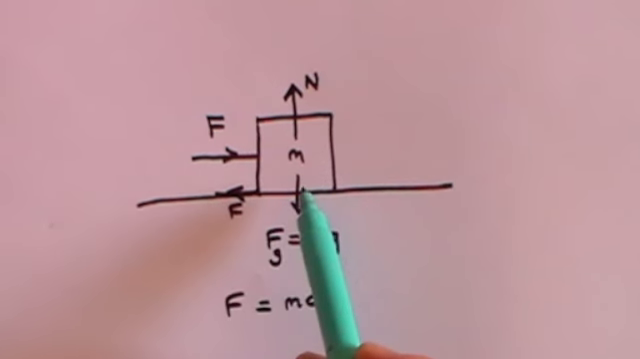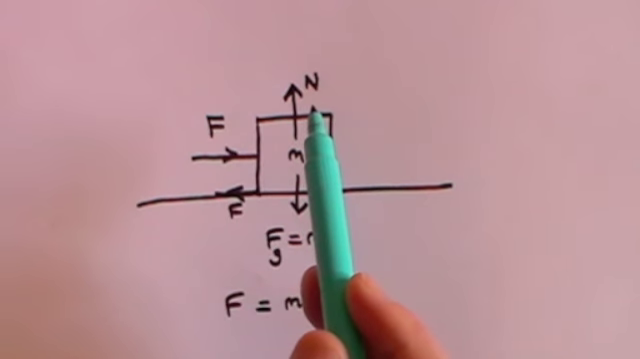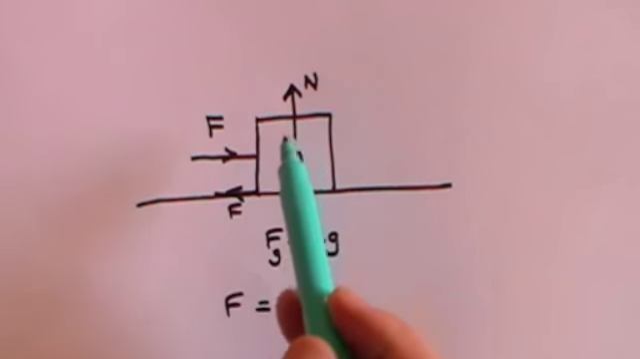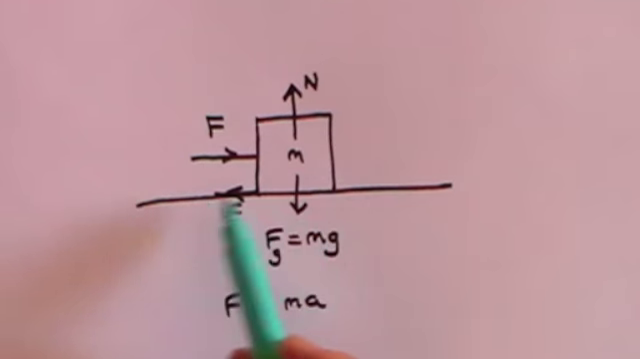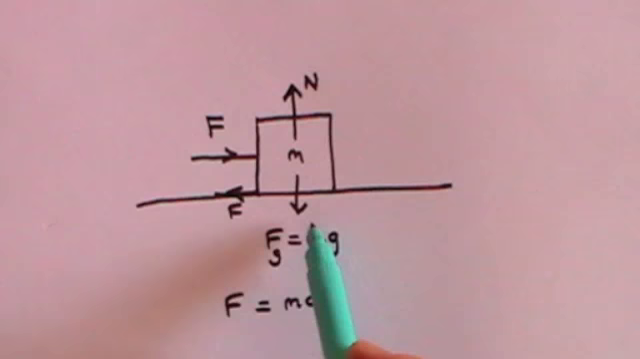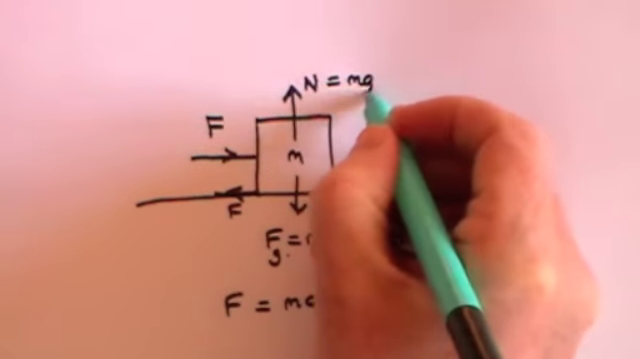Now remember that the normal force is always at right angles to the surface. This will be important when we get to an inclined plane. The normal force is always at right angles to the plane. What is the value of that normal force? Well, it's the gravitational force in the other direction. It's also equal to mg.